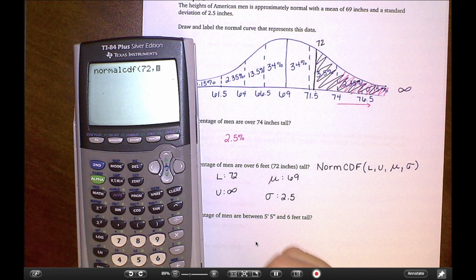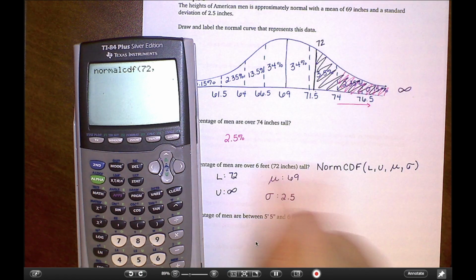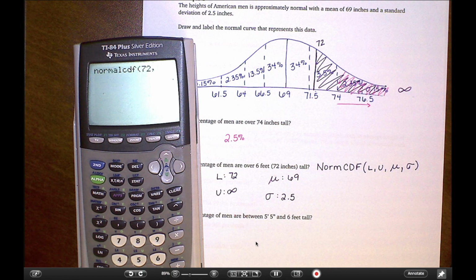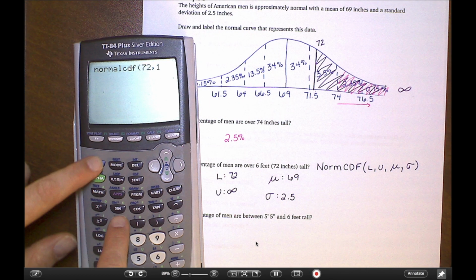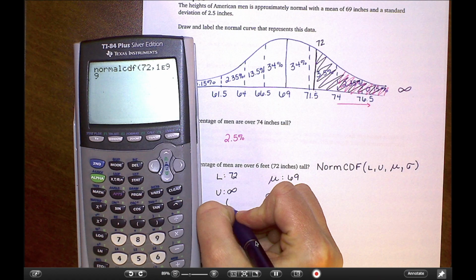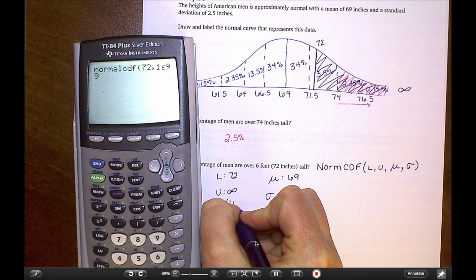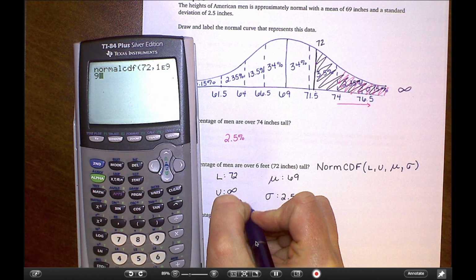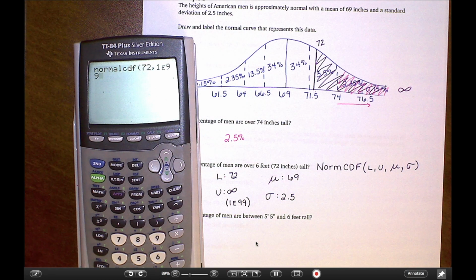So we could just every time try to make up a number that we think is big enough, but what we're going to do instead is use 1E99. 1E99 is your way of communicating infinity to your calculator. That's 1 times 10 to the 99th power, or a 1 with 99 zeros after it. I think that's the biggest number your calculator can process, so that's why we use it for infinity.